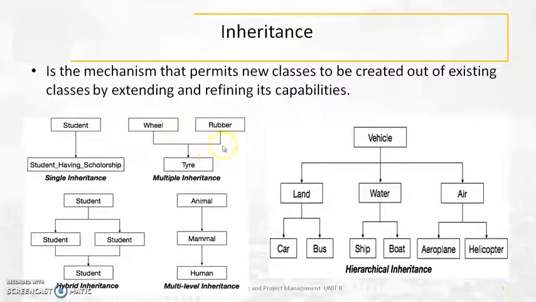Next is multiple inheritance: two superclasses and one derived class is a type of multiple inheritance. One superclass, two derived classes, and then one subclass is hybrid inheritance, a combination of the previous two. In multi-level inheritance, one class acts as a superclass for a derived class, which in turn is a superclass for another, and that way it is done. Then there is another type of inheritance called hierarchical inheritance. One is the superclass, then the derived classes, and then these classes act as superclasses for further derived classes.